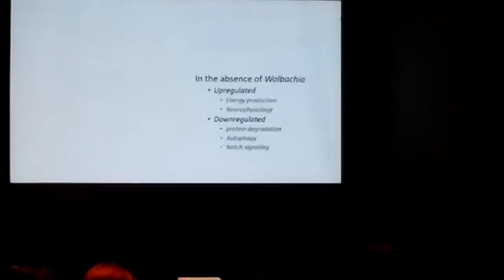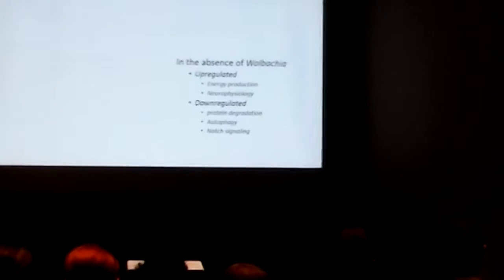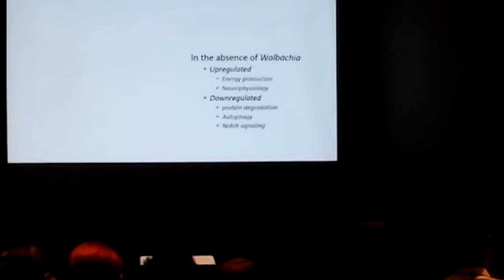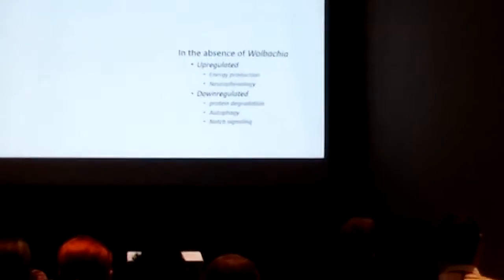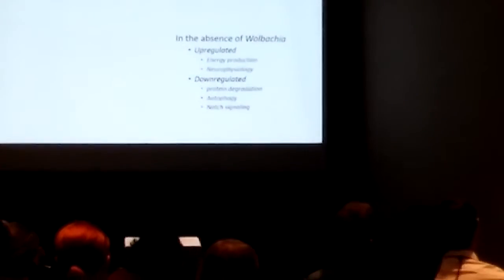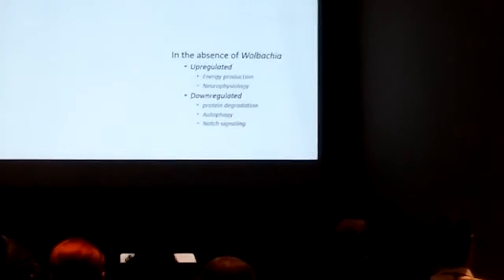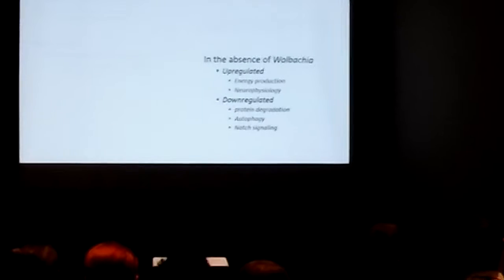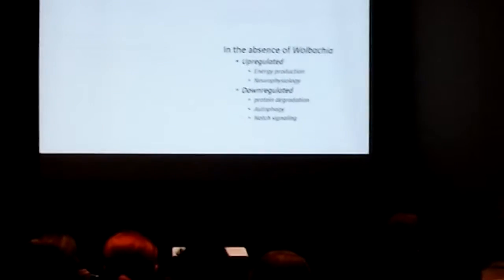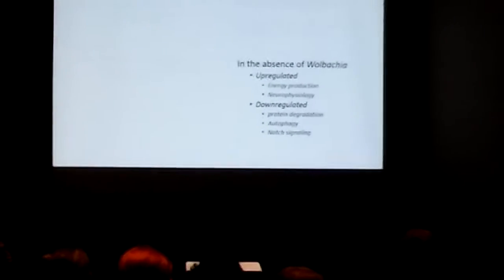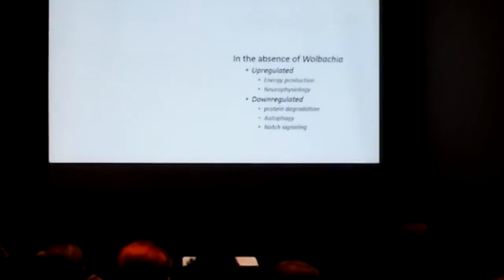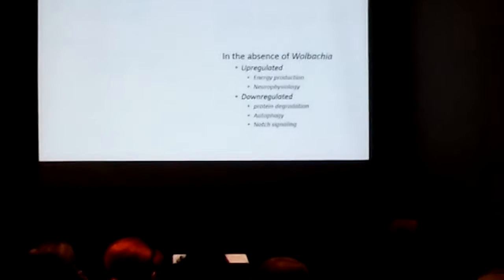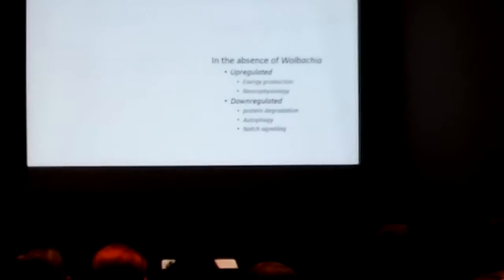You also find downregulation of protein degradation, autophagy, which is important for dengue virus blocking, and also notch signaling, which has a lot to do with development. There's a lot of information about how Wolbachia affects the reproductive abilities of its host, so there could be something happening around that when Wolbachia is absent. I've also found some differences, but it's more striking that we found these similarities because the hosts are so different.